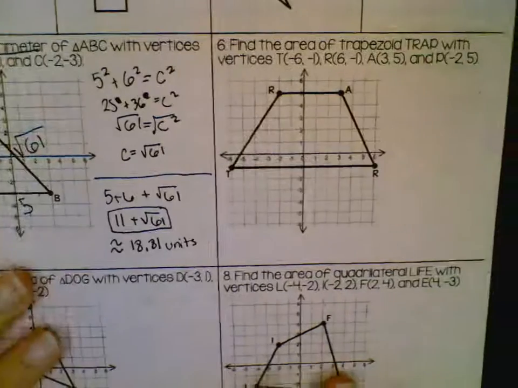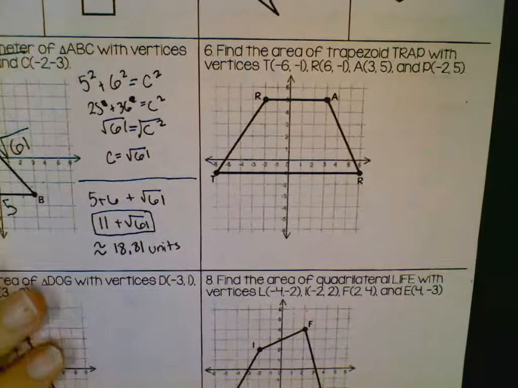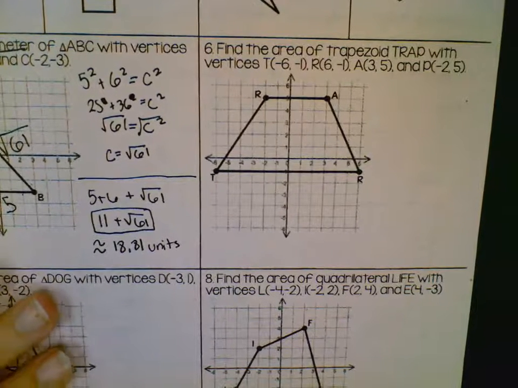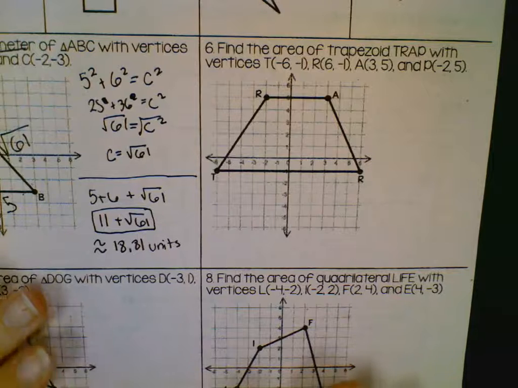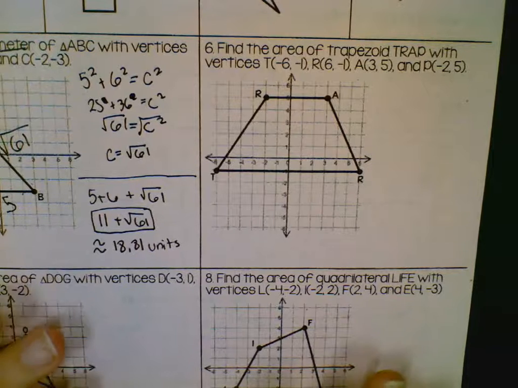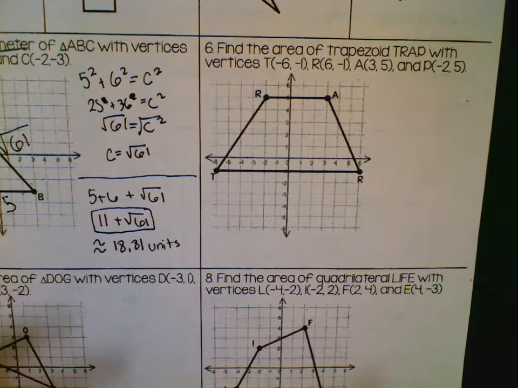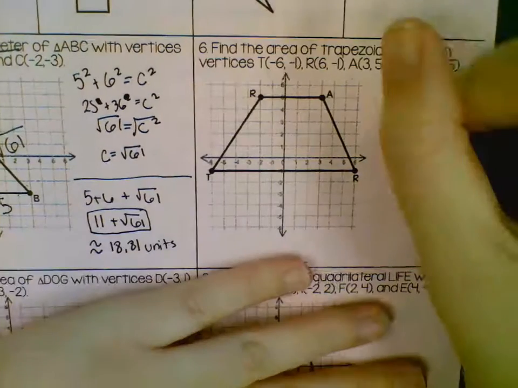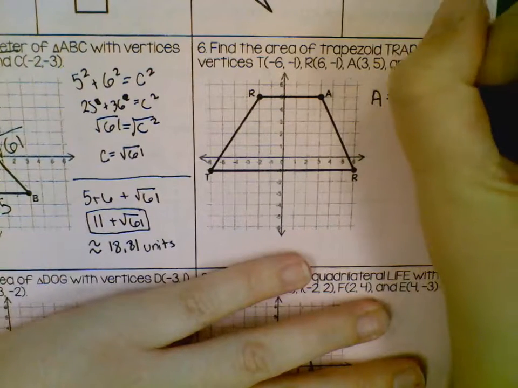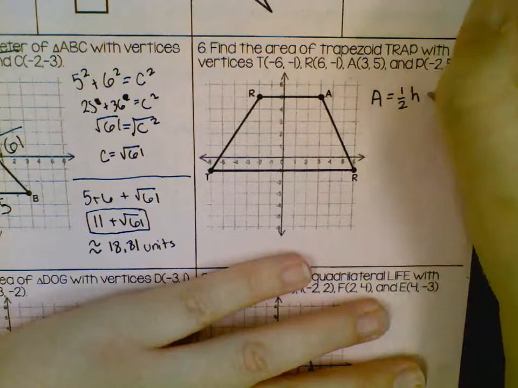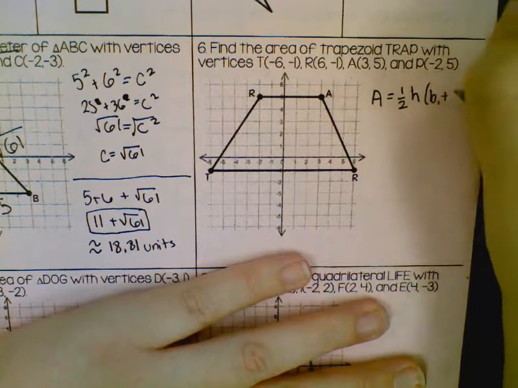So for number 6, we're finding the area of that trapezoid named trap with those vertices. Okay, so for ones like this, we can use the area formula, and we'll just have to count how big the sides are. So if we look up at the top, it says that our area formula for a trapezoid is 1/2 times the height times B1 plus B2.